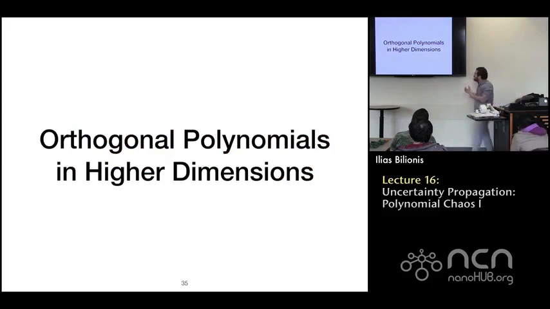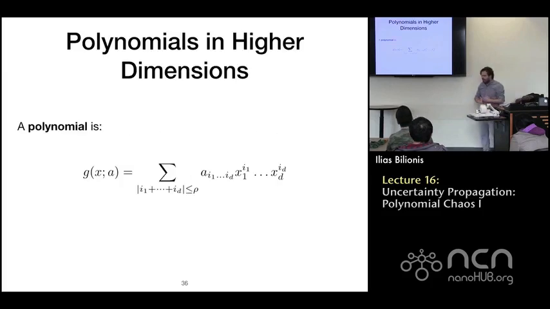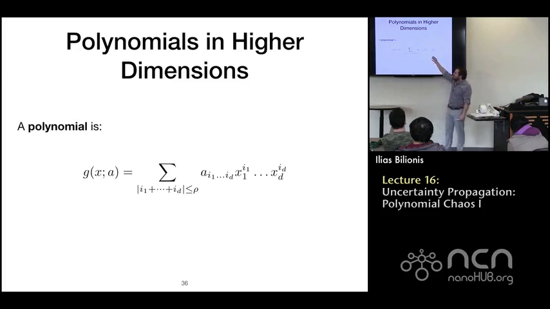Anyway, in higher dimensions, it is a little bit more complicated. Polynomials in higher dimensions look like that: some coefficients times something that involves all the dimensions of x raised to a given power, summed over all the possible combinations of powers. I mean it could be 1, and then x1 plus x2, and then plus x1 times x2, etc.